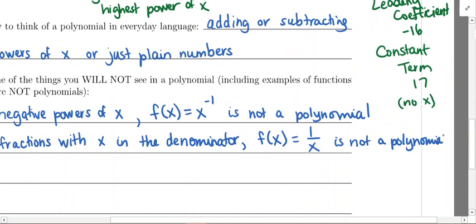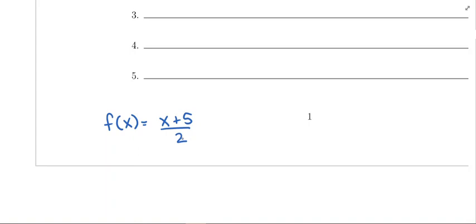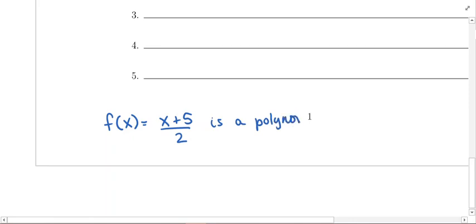Now let me add to this. Say I had this function: x plus 5, divided by 2. This is a fraction, but the x is in the numerator. There is no x in the denominator. So in this situation, this is a polynomial. Keep that in mind: if you have a fraction, you have to have x's in the numerator, but not in the denominator.